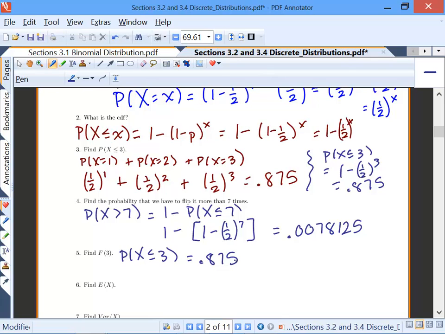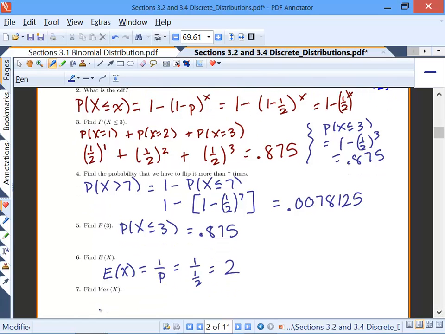The expected value. Okay, what was our formula for expected value? Look up on the previous page. It is 1 over p. So 1 over 1/2 is 2. So on average, you'll have to flip your coin 2 times before you get a head. Sounds reasonable.